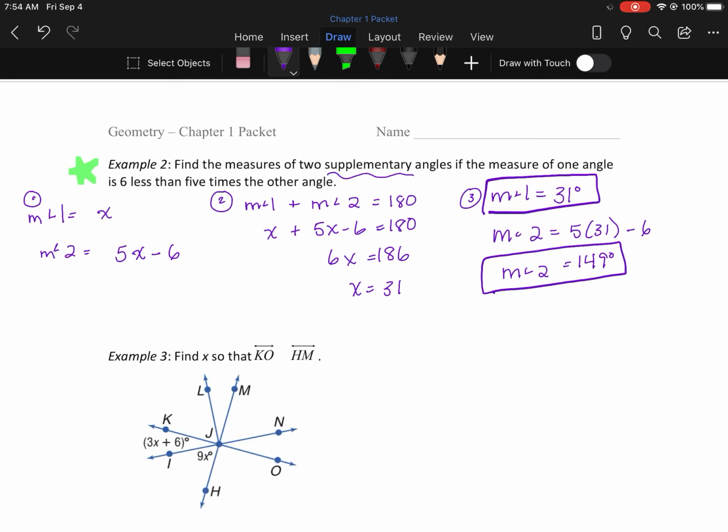We can add them and double check. 31 plus 149, that does give us 180 degrees. So it checks out.